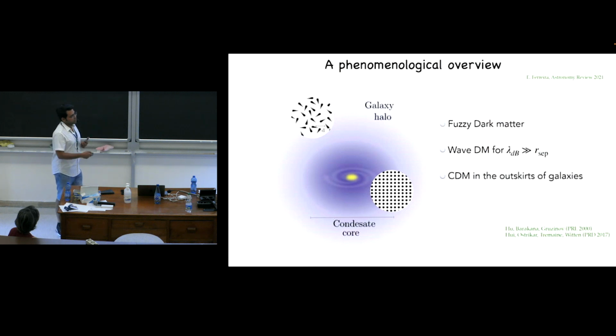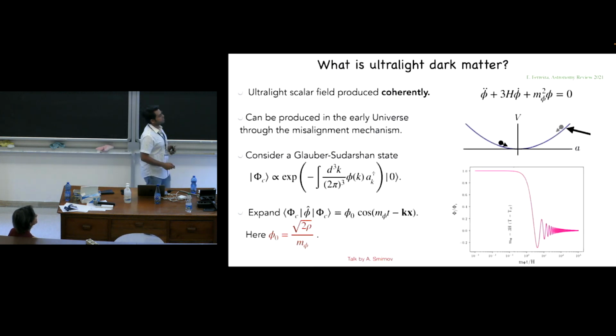It was shown that for usual choices of parameters, one can solve or minimize some of these small-scale structure problems with this kind of fuzzy dark matter model. But for the purpose of this talk, we would not really worry about all these problems. We would just deal with light dark matter.